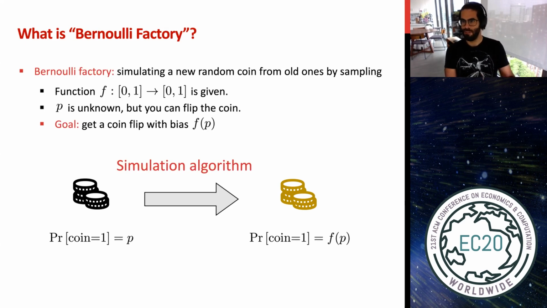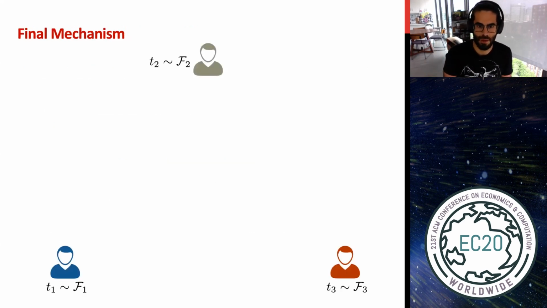Again, you might say, hey, this is a simple question. I flip your coin some number of times to estimate p, and then I just flip a coin with bias equal to f(p̂), where p̂ is the estimation you get. This cannot give you an answer to this problem because you actually need a new coin whose bias is exactly equal to f(p). And now you can see the connection between achieving exact Bayesian incentive compatibility and this problem.